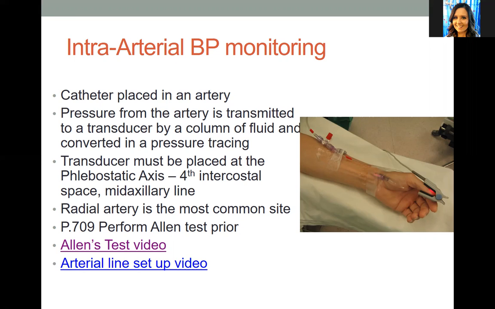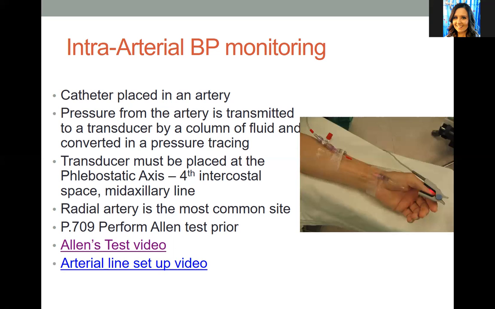With the A-lines, they're not routinely changed. Usually they're just kept in place until A, we no longer need them, or B, they go bad and we can't accurately measure blood pressures anymore. We can change the dressing, a clear Tegaderm, every 72 hours, just like an IV. We're going to change the pressure tubing attached to that A-line every 72 to 96 hours, depending on your facility. Just like an IV line, you change the tubing. It's a different type of tubing though.